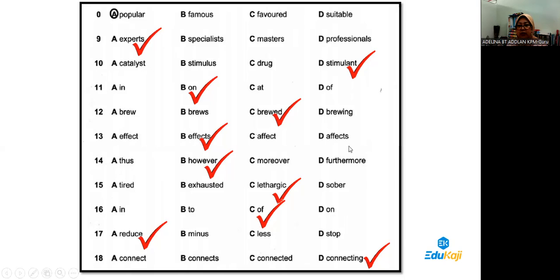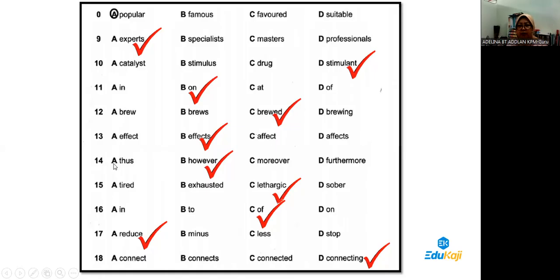So here, we are talking about singular noun, singular noun, plural noun, singular noun, plural noun. You see, when you say affect, you're talking about one. When you have s at the back, it becomes plural. Okay, alright. This is testing on the grammar.